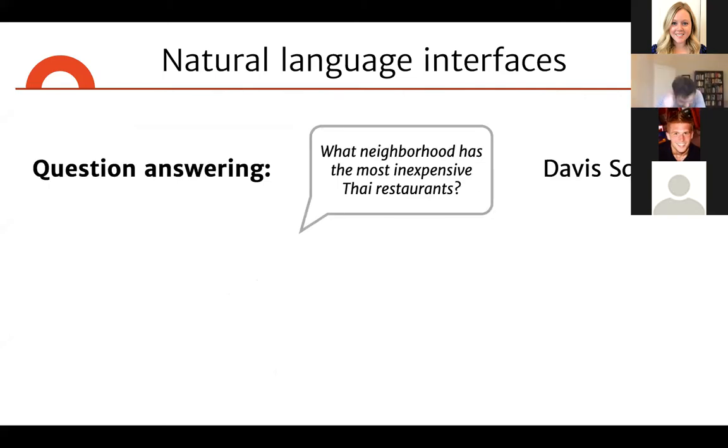When we talk about natural language interfaces, first off, what are the kinds of problems that we are trying to solve? One of them, as we just suggested, is the problem of question answering. If I have some structured knowledge source and a human comes to me asking what neighborhood has the most inexpensive Thai restaurants, I want to be able to answer that question on the basis of whatever information is contained in this knowledge source.